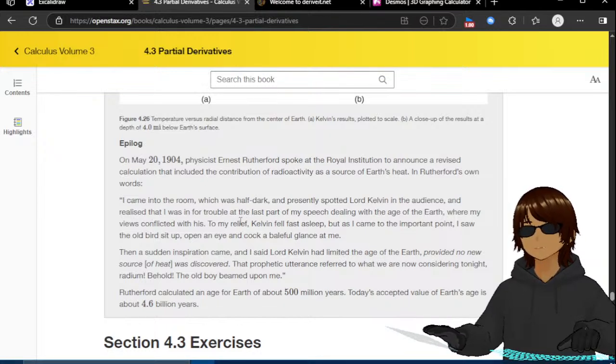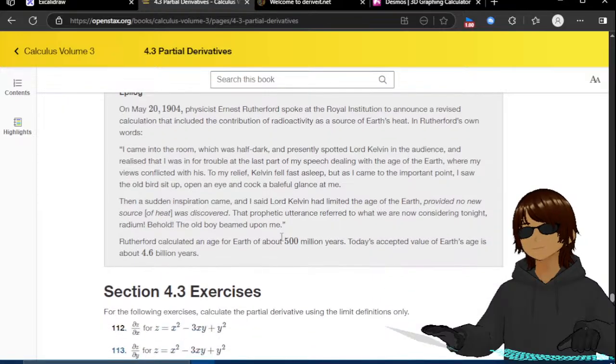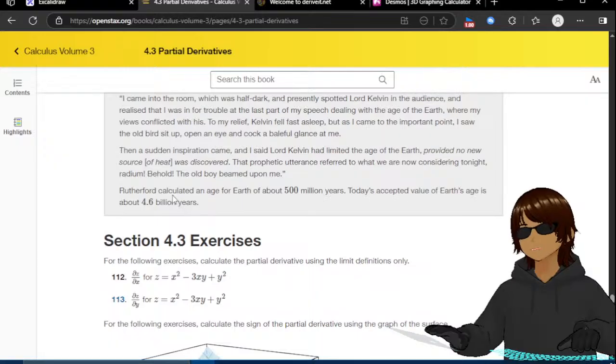To my relief, Kelvin fell fast asleep, but I came to the important part. I saw the old bird sit up, open an eye, cock a baleful glance at me. Then a sudden inspiration came, and I said Lord Kelvin had limited the age of the Earth, provided no new source was discovered. That prophetic utterance referred to what we are now considering tonight: radium. Behold, the old boy beamed upon me. Rutherford calculated an age of Earth of about 500 million years. Today's accepted value for Earth's age is about 4.6 billion years.